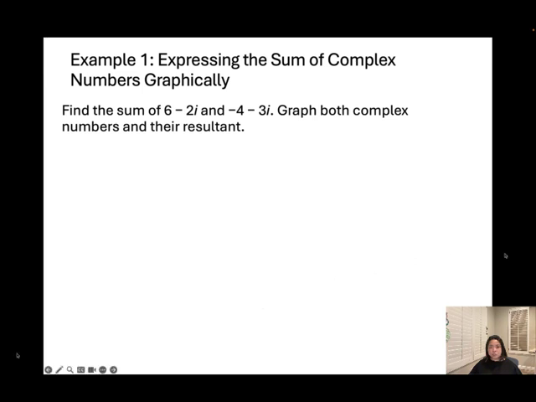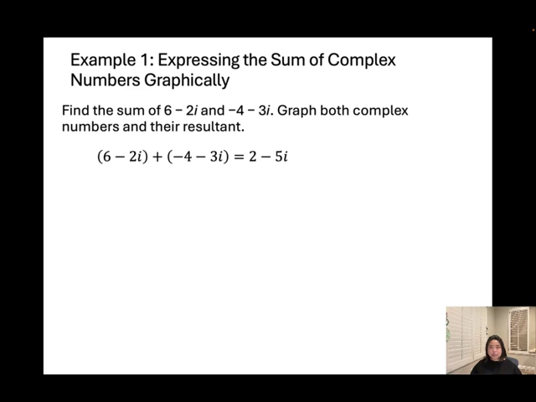Example 1, expressing the sum of complex numbers graphically. Find the sum of 6 minus 2i and negative 4 minus 3i. Graph both complex numbers and their resultant. First, add up these two complex numbers. Add up the real parts and then the imaginary parts. You should get 2 minus 5i.